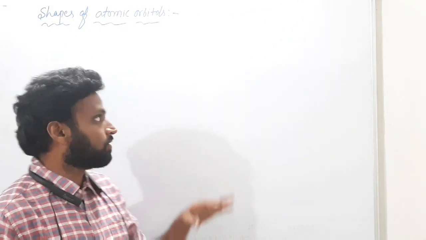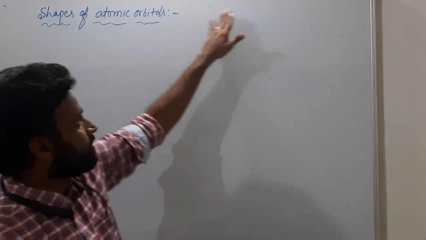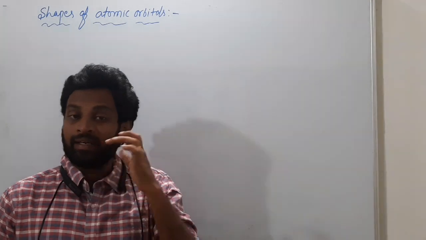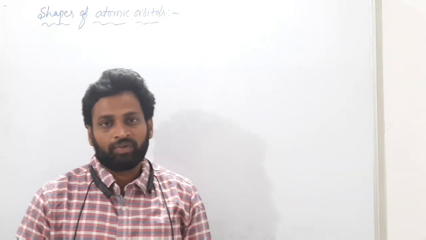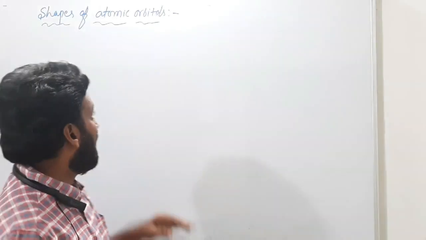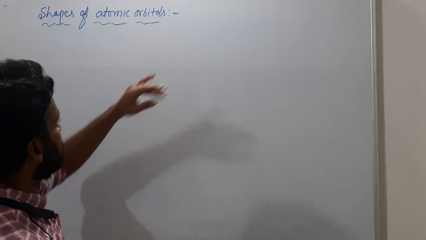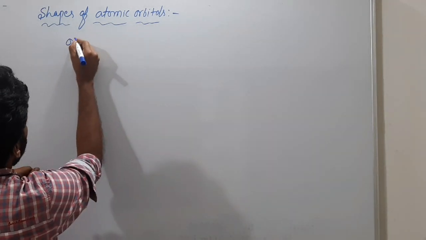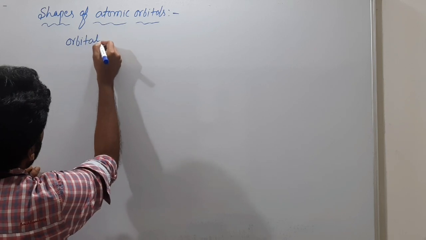Today we will discuss the shapes of atomic orbitals. Previously we discussed electronic configurations, and I also gave one extra video on electronic configurations of ions and their stabilities. Today we will discuss the shapes of atomic orbitals. Atomic orbital means orbitals actually.